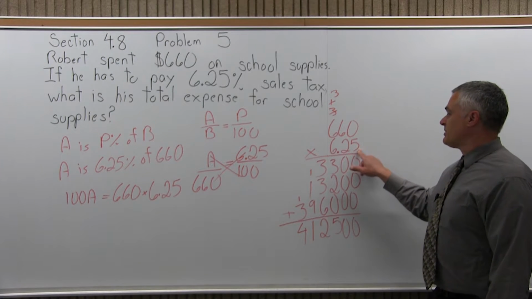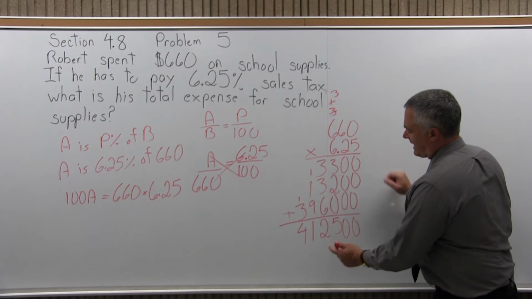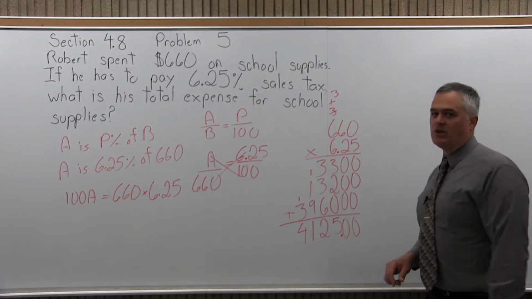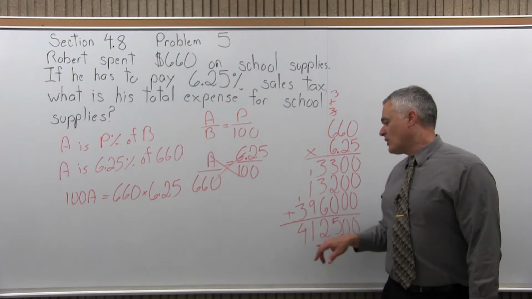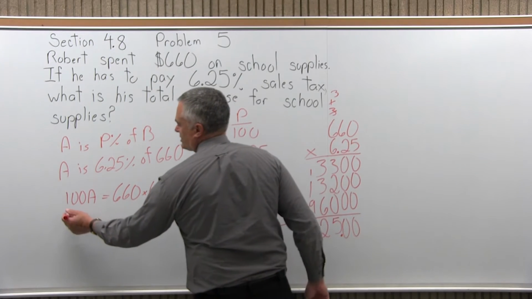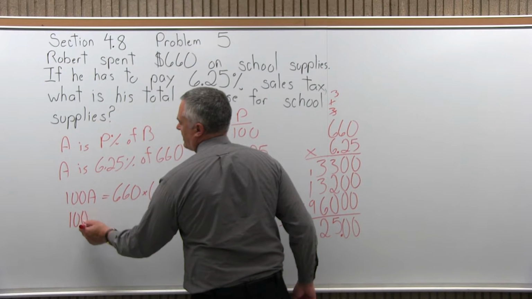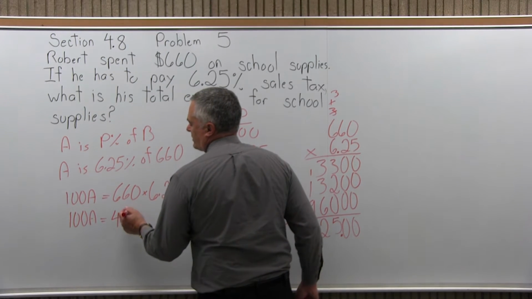But don't forget, in the multiplication question, we had 2 places after the decimal. So in my answer, I have to have 2 places after the decimal. So the 2 zeros here come after the decimal. So I can just call it 4125 or 4,125. So to do that multiplication, on one side of the equation, I have 100A. And on the other side, I have 4,125.